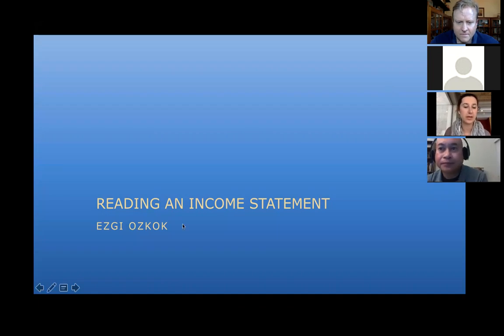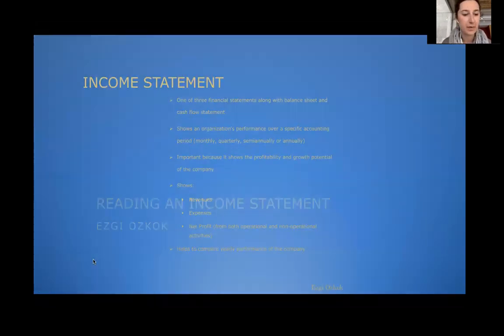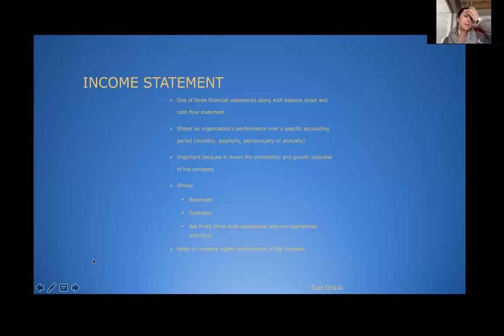So actually, we saw the income statement in Gordon's presentation. At the beginning, I have to say I'm a nonprofit professional. Nonprofit organizations have basically the same statement, but it's called the statement of activities, not the income statement. But it's the same thing. The income statement is one of three financial statements. The other two are the balance sheet and cash flow statement.